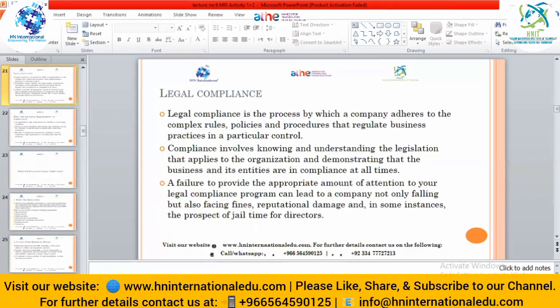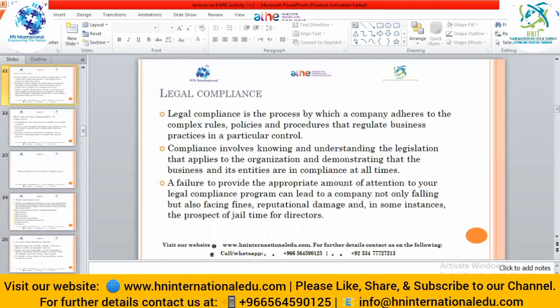Now, legal compliance means we have to fulfill all the rules and regulations set by the government and by the market. So that is our legal compliance. Compliance involves knowing and understanding the laws that apply to our organization, and we have to demonstrate those laws to all the staff inside our organization.